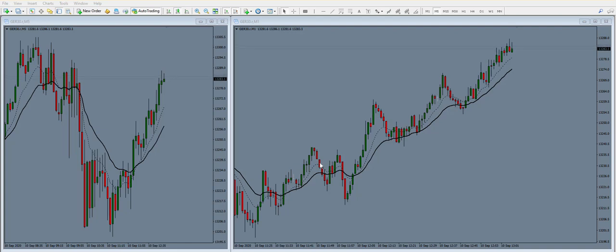What you see on the chart is my trading platform MT4 and the very simple template that I have. So the dash line is the 10 EMA, the solid line is the 20 EMA. On the left you see the DAX 30 M5 chart, and on the right you see the M1 chart. What you see on the M5 is a particular pattern that I wanted to talk about.